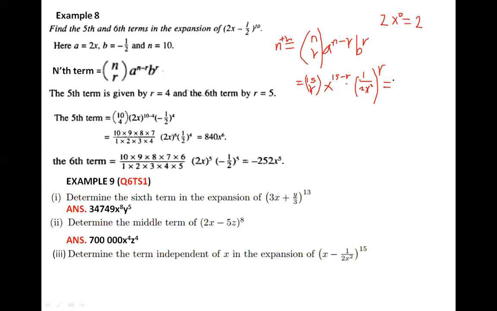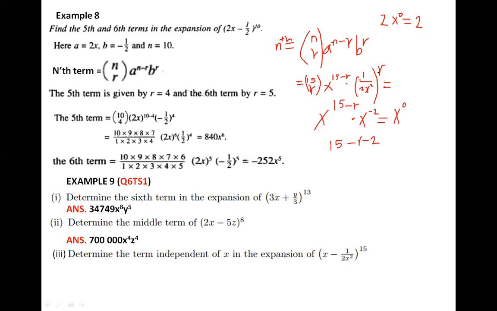So in short, I will equate the variables of x. I'll equate this variable of x, which is x to the power 15 minus r, multiplied by the variables of x in the other part. This 1 over x squared I can also write as x to the power negative 2. I'll equate it to x to the power 0, because I want to get rid of that x. Since the bases are the same, the powers are also the same, so I'm going to have 15 minus r minus 2.